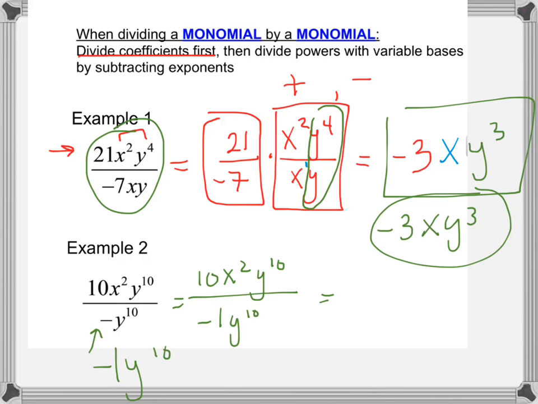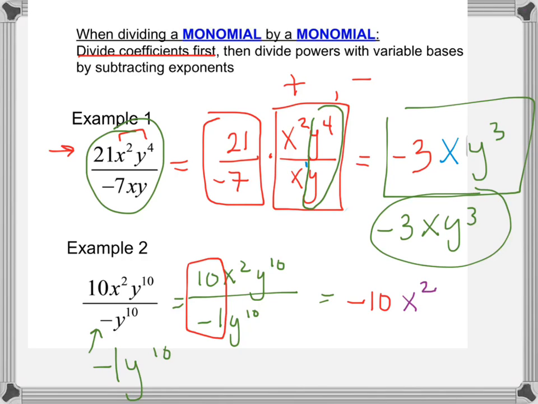Okay, so we're just going to do this with a little bit less work now. So 10 divided by negative 1 is negative 10. Okay, and let's see, x squared divided by, oh, we don't have an x in the bottom, so actually the x squared just remains there.